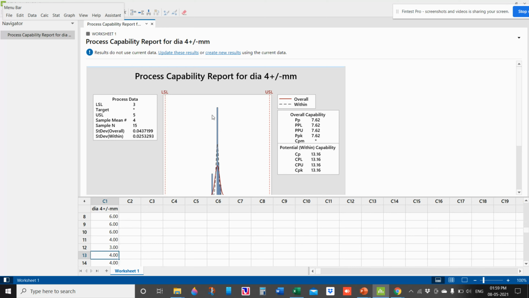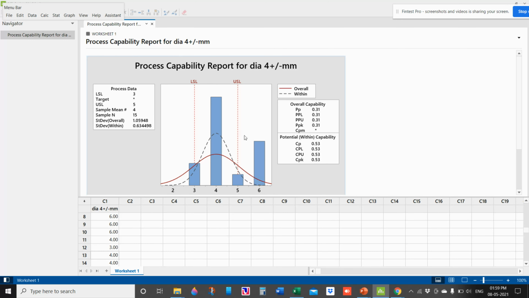I have changed a little bit. Now I'll update the result. Now if you see, it is not capable because the data is distributed elsewhere. Sometimes it reaches USL, sometimes LSL, and more than that, it is out of spec also. Therefore, it will not satisfy the requirement. This is a not okay process.